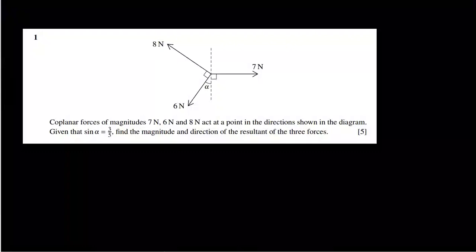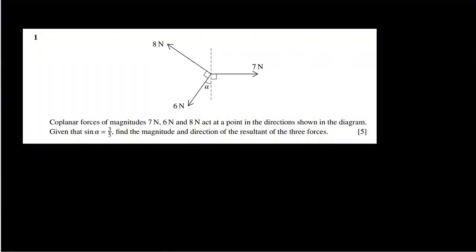Let's get started with question number 1. We are given 3 coplanar forces. Their magnitudes are these, and they're given sine alpha is 3/5. Whenever they give sine alpha, that means they want you to use this exact value. Obviously, in these coplanar forces, we will also need cos alpha. So let's try to evaluate cos alpha with this. Then they are saying find the magnitude and direction of the resultant of the 3 forces.